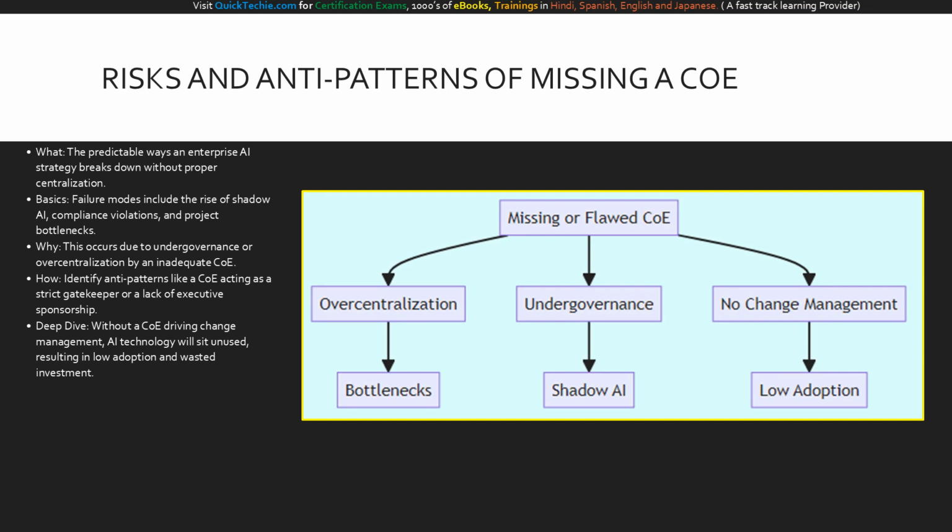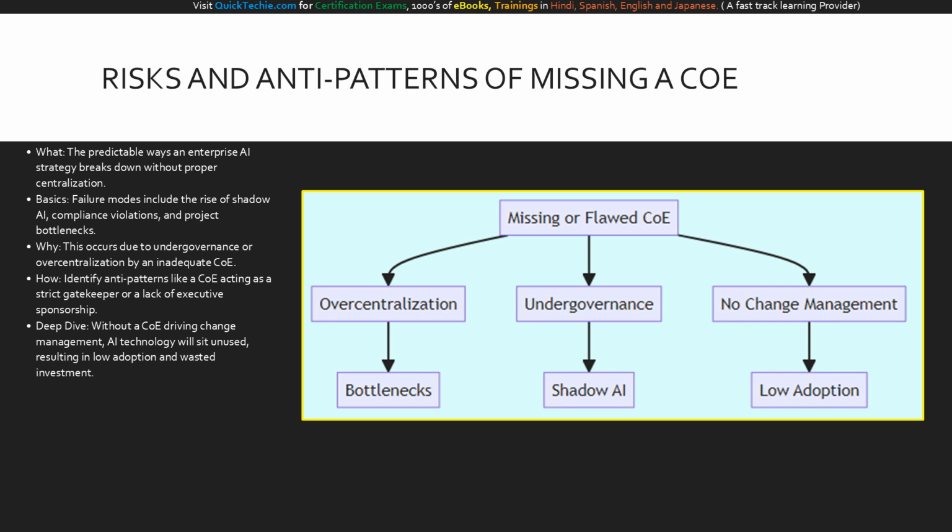Now, we must examine the risks and anti-patterns that emerge when an AI center of excellence is missing or inadequate. What are failure modes? They are the highly predictable ways an enterprise AI strategy breaks down without proper centralization. The basics include severe issues like the rise of shadow AI, where departments independently buy or build ungoverned AI tools. Why does this happen? Usually, it is due to either undergovernance, which creates massive compliance risks, or over-centralization, which creates frustrating bottlenecks for developers. How do we spot these anti-patterns?